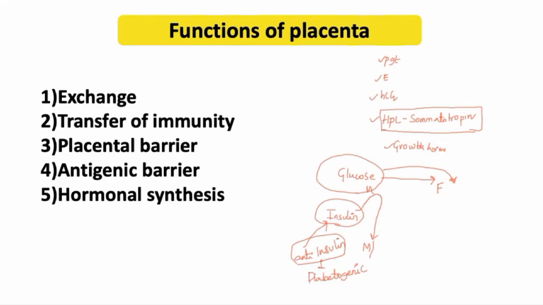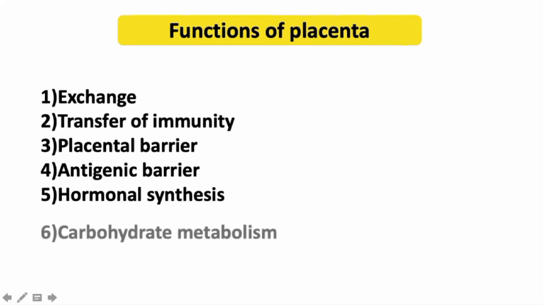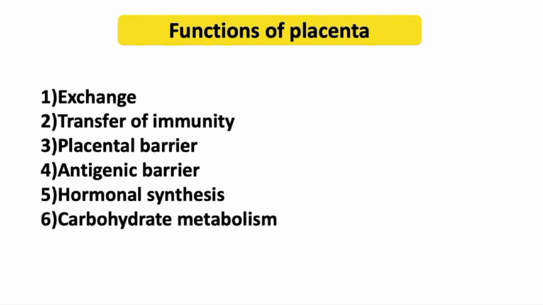This is a very important MCQ. So this diabetogenic function is by somatotropin. There is another function for somatotropin. It also helps in breast development so that milk production can occur, but the major function is that it is a growth hormone, like it is anti-insulin and it is diabetogenic. So carbohydrate metabolism is also an important function. That is what we discussed just now, the HPL, human placental lactogen. It also helps in carbohydrate metabolism.